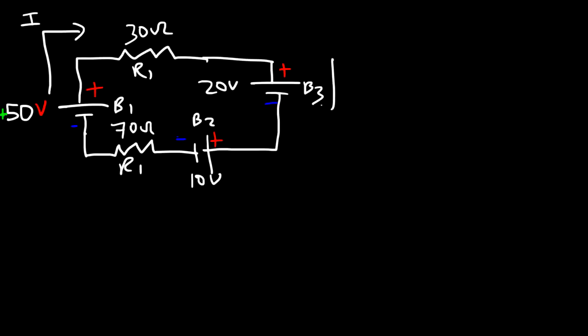Now the current is flowing in a different direction for this battery. It's going from high potential to low potential. So this battery will create a voltage drop. So therefore, we're going to assign it a negative value.